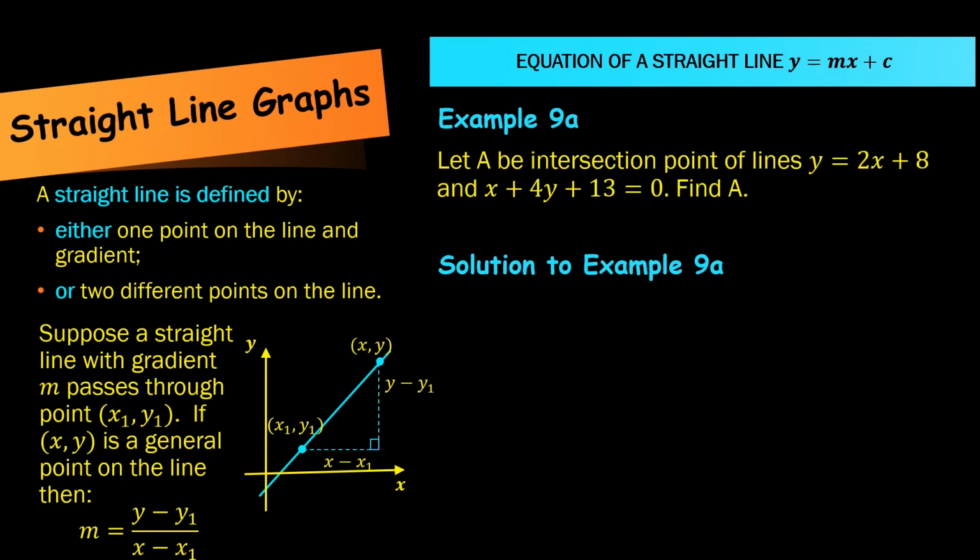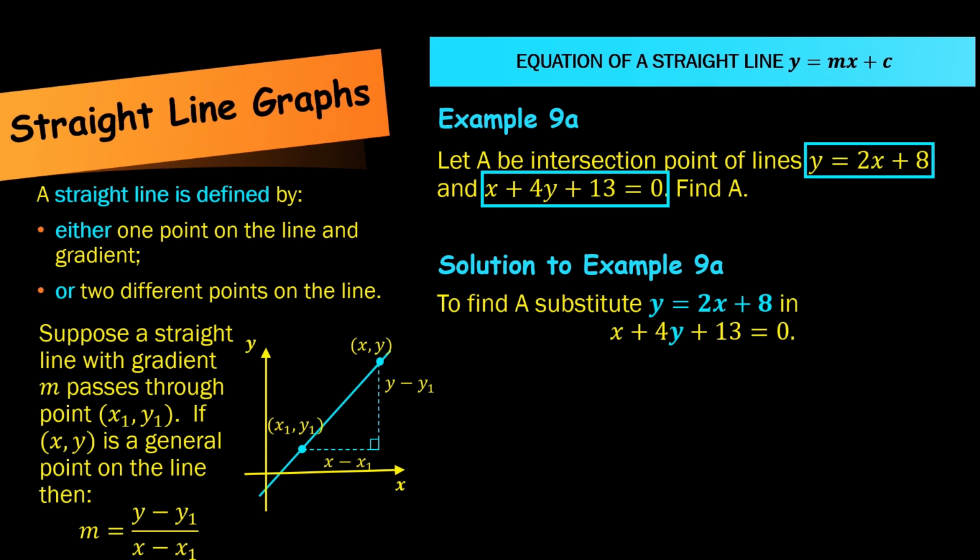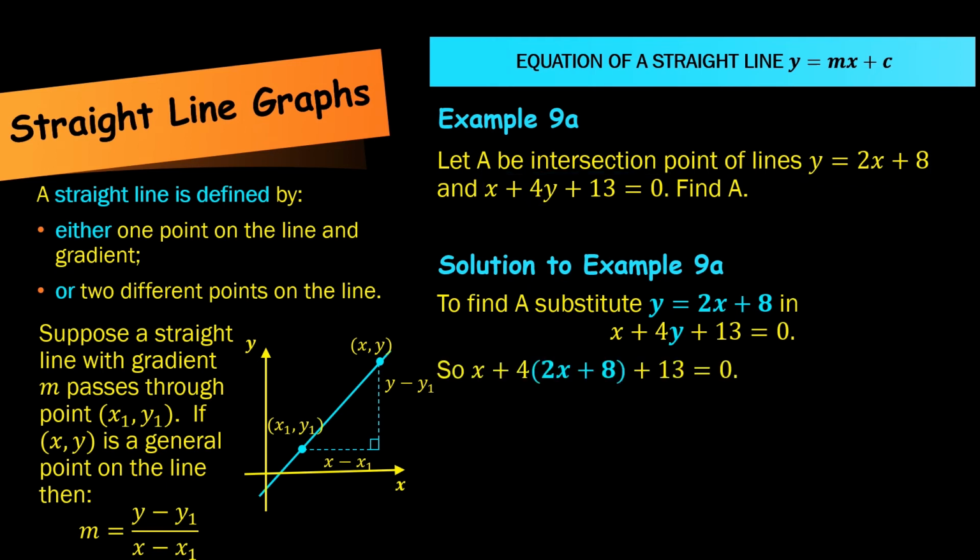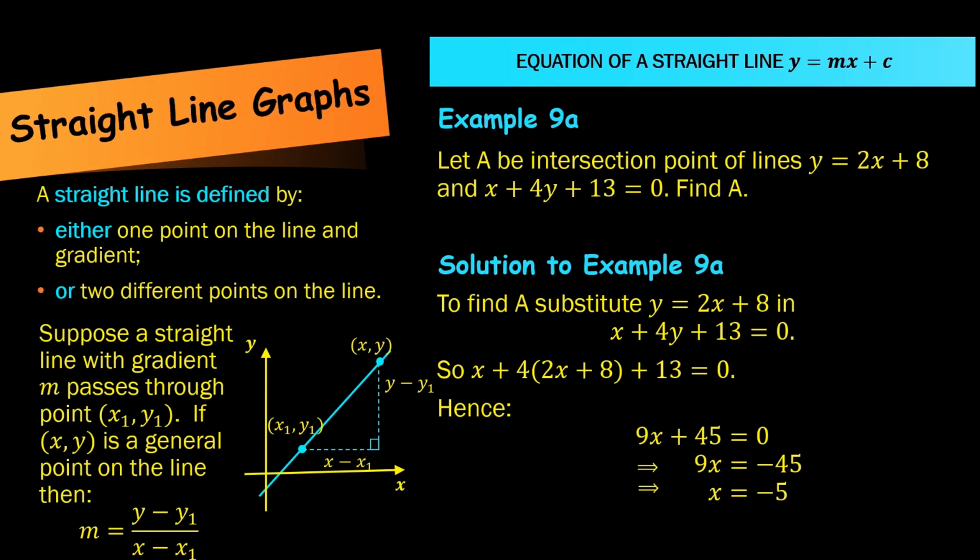We will tackle the solution to example 9a first. To find A, substitute y equals 2x plus 8 in x plus 4y plus 13 equals 0. So x plus 4 times (2x plus 8) plus 13 equals 0. Hence, 9x plus 45 equals 0. Rearranging gives 9x equals minus 45, and therefore x equals minus 5, once we've divided through by 9.